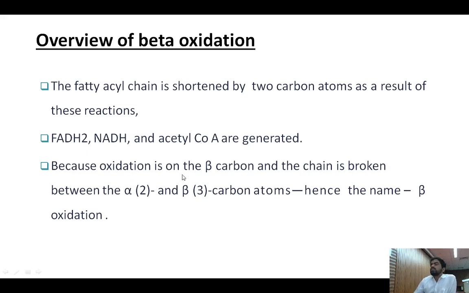Why is it called beta oxidation? The reason is that oxidation is on the beta carbon. What I had told is that from the COOH side of the fatty acid, after COOH, the first carbon is known as alpha, the second carbon is known as beta. So the chain is broken between alpha and beta. Because it is between alpha and beta, that's why this reaction is known as beta oxidation. Alpha oxidation will be where the chain breaks between COOH and the alpha carbon. Then that will be alpha oxidation.